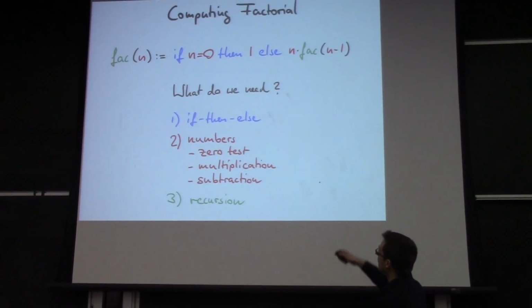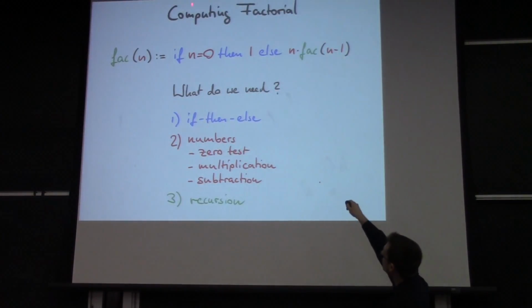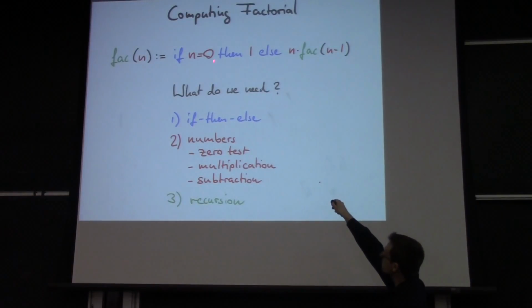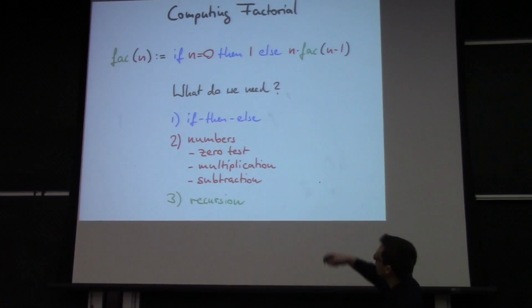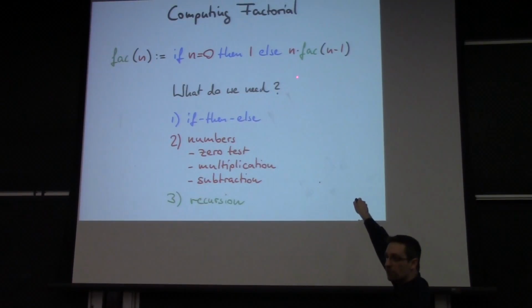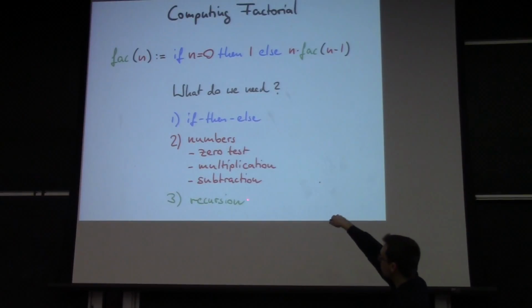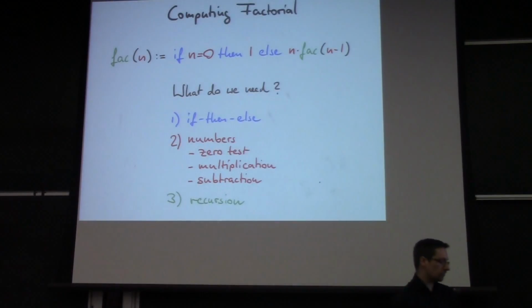natural numbers. We need to be able to multiply, we need to be able to do subtraction, and we also need to actually test whether a number is 0 or not. So all of these things we also have to represent somehow. And then finally, there's this funny thing with recursion. We have a function that we define in terms of itself, and so we somehow have to deal with this also in our alligator and egg programs. So these are the three things we need to take care of.